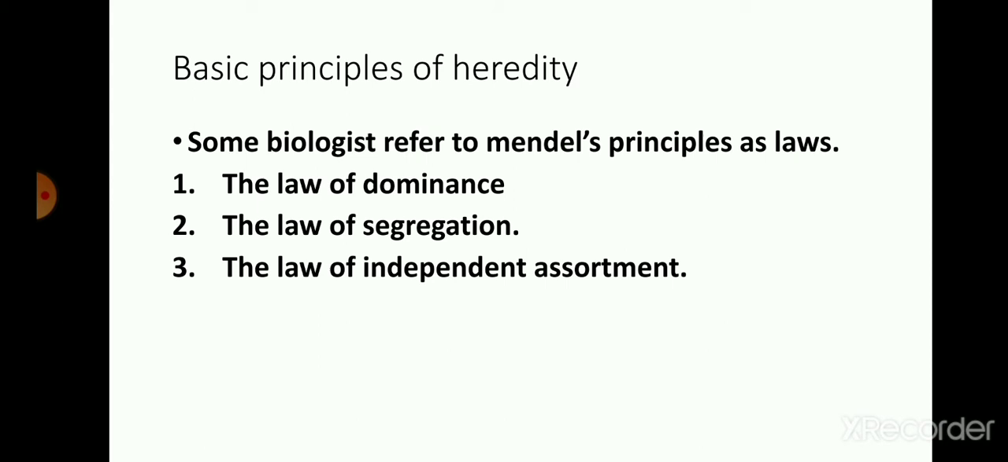So basically Mendel gave three principles based on his experiments on the pea plant. Some biologists refer to these Mendel principles as the laws of heredity. So he gave three principles for heredity. First of all, the law of dominance. Second, the law of segregation, and the law of independent assortment. These three laws are applicable to all animals on the basis of the heredity of characters.